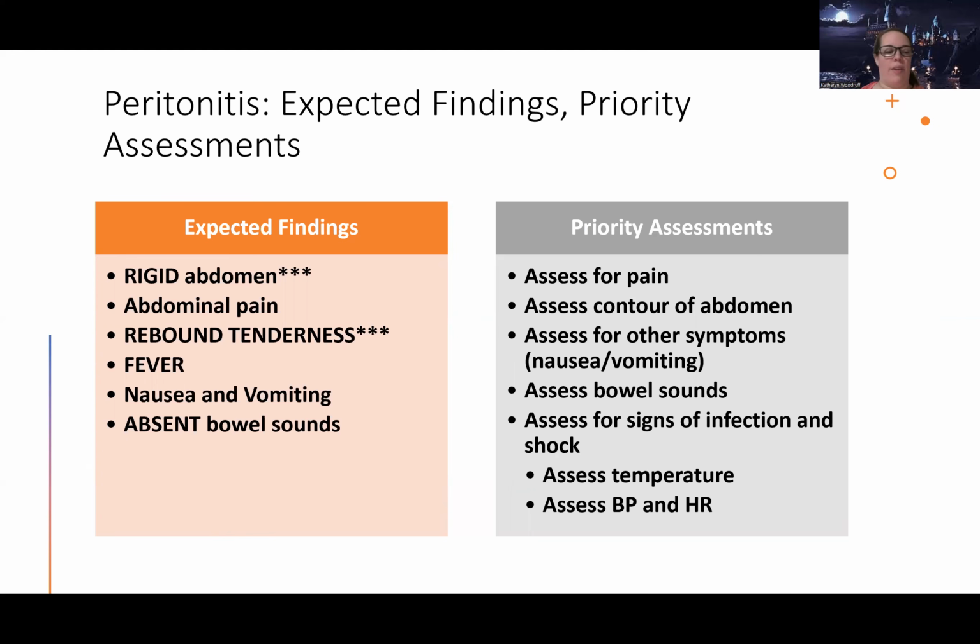But other things they might feel is, of course, abdominal pain. They can have fever, nausea, vomiting. A lot of times it might even show up as projectile vomiting. We're going to, of course, assess for pain, look for that contour, looking for that rigid abdomen, assess for those other symptoms and their bowel sounds, and then looking for signs of infection and shock. So assessing their temperature and then looking for shock in their vitals: low blood pressure, high heart rate.